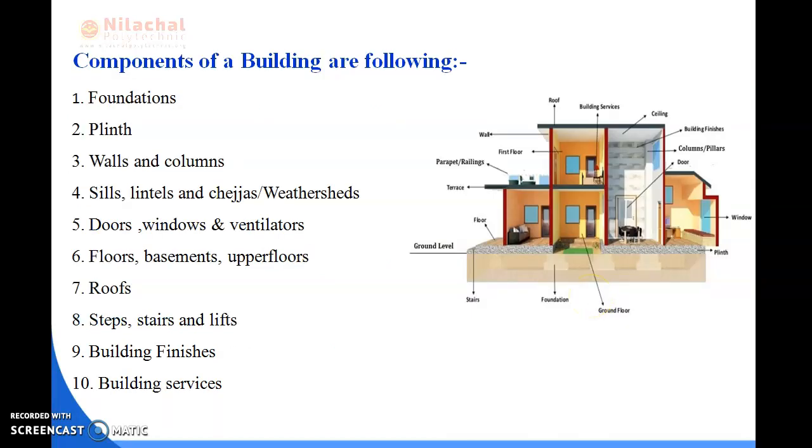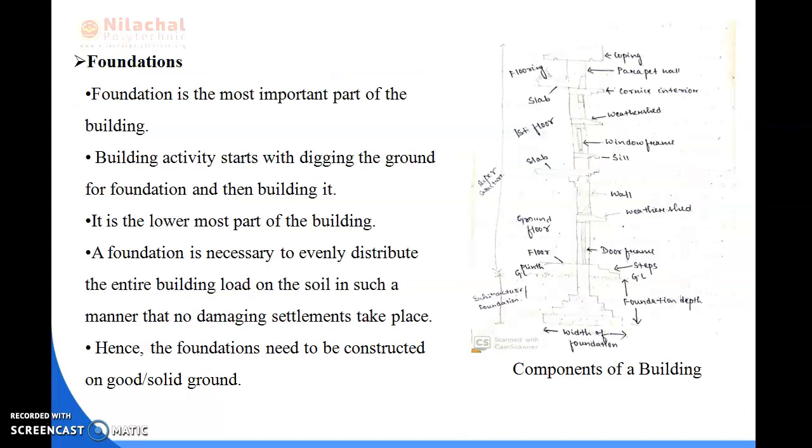So here are the components of the building: foundations, plinth, walls and columns, sills, lintels and chajjas. Chajjas we can also call weathered sets. Doors, windows, ventilators, floors, basements, upper floors, roofs, steps, staircases, lift, building finishes, building services. Okay. So here are the components of the building. I have already shown the images here, you can see. Okay. So we'll be reading one by one.